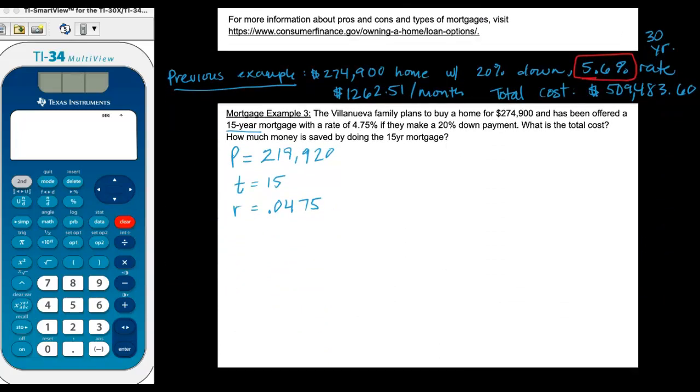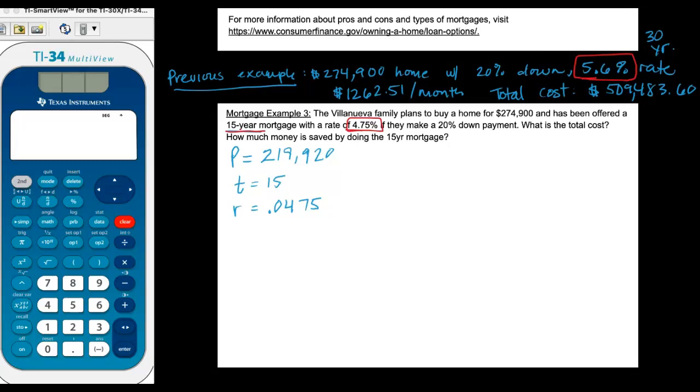So the Villanueva family has a $274,900 home. They made a 20% down payment, and I just wrote here the principal, which we figured out in the last video. We figured out that the principal ended up being $219,920 after that down payment was taken off. In the last example, the rate was 5.6% for 30 years. In this example, we have a 15-year mortgage with a rate of 4.75%. So there you go, there's your typical lower rate because the term is lower as well.